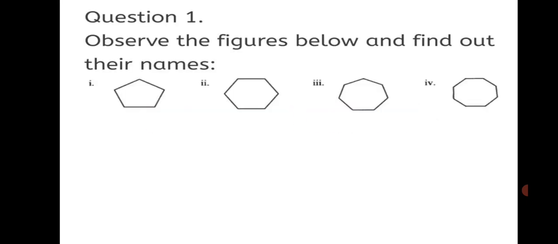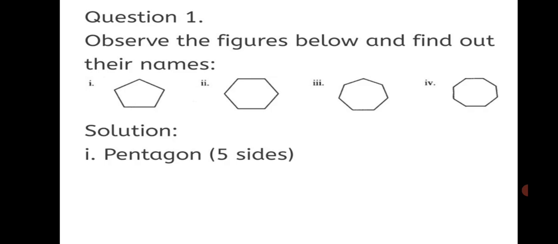Question 1. Observe the figures below and find out their names. In the first figure, count the number of sides. 1, 2, 3, 4, 5. So we just now learned a closed figure having 5 sides is called a pentagon. So we will write it down, pentagon, because it has got 5 sides. Let's move on to the second question.